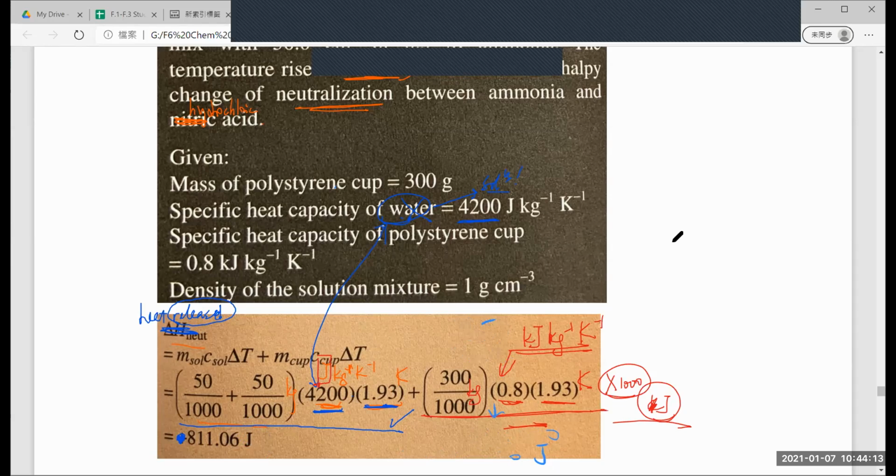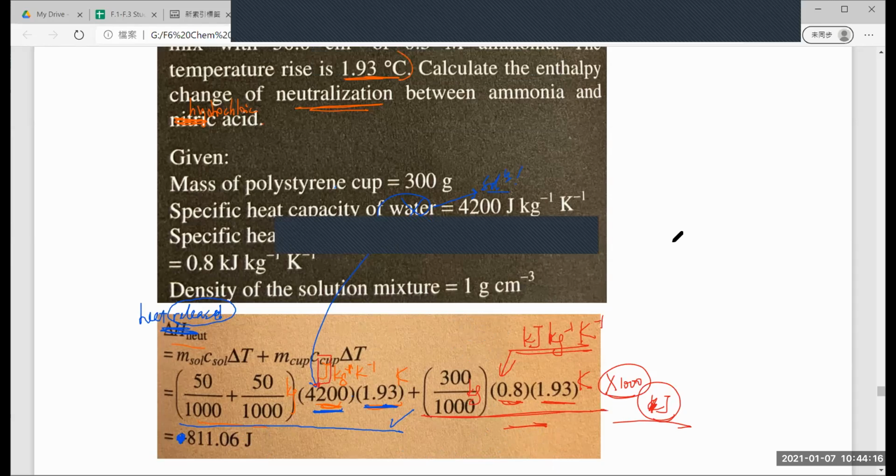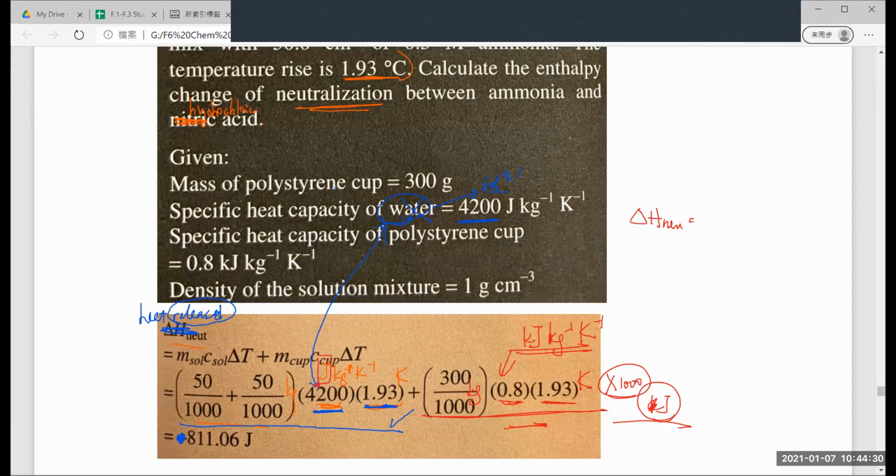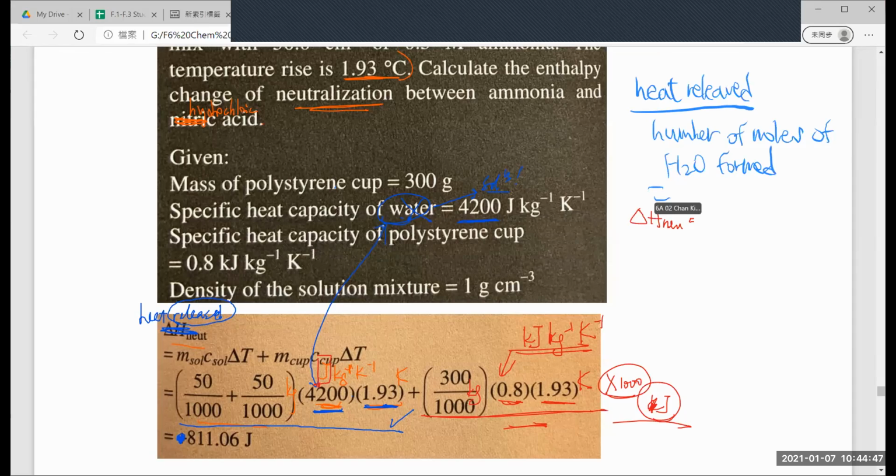So this is just the calculation of heat released. How about delta H of neutralization? You still need to do some calculations afterwards, right? Heat released over the number of moles of H2O formed.